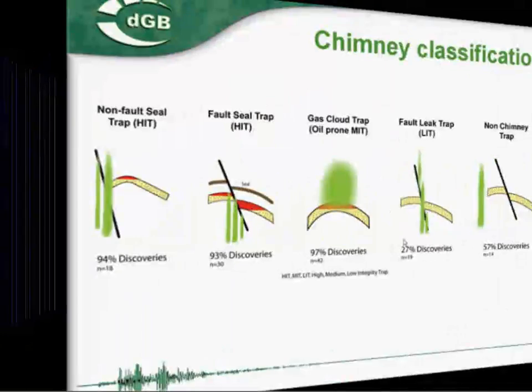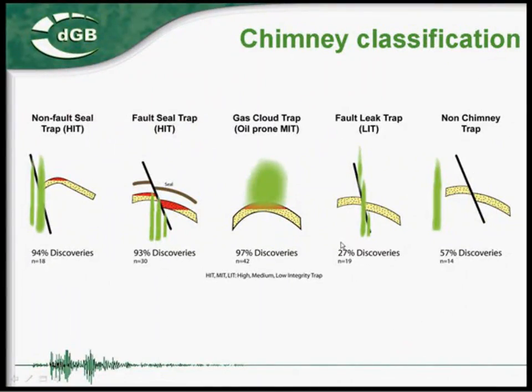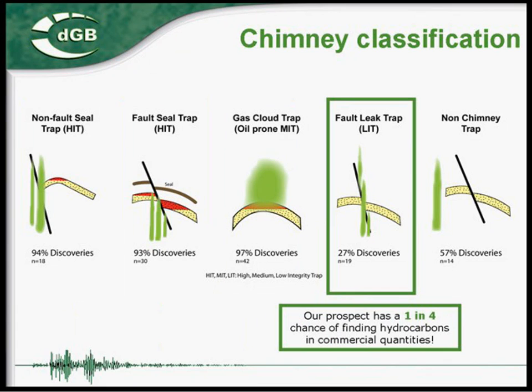Based on many case studies we've come up with a chimney classification scheme that can be used for prospect ranking. The prospect we have studied falls in the class we call fault leak trap, which is characterized by chimneys associated with faults at the crest of the structure. This class has only a 1 in 4 chance of finding hydrocarbons in commercial quantities. Given the deep offshore location we are talking big bucks and high risks. Hence in this case we would recommend not drilling this prospect. Note that some of the other classes have much higher success ratios.